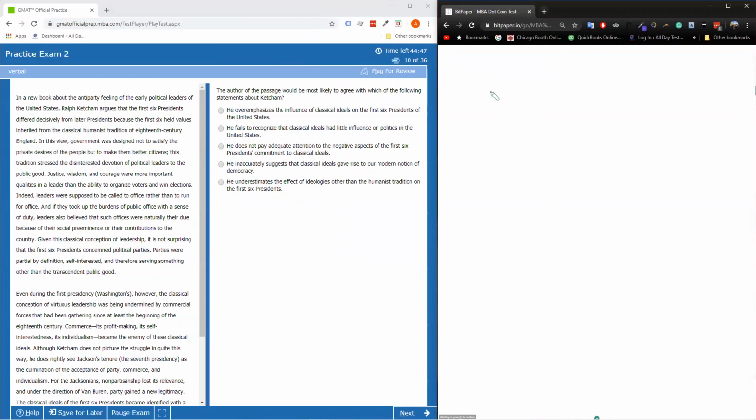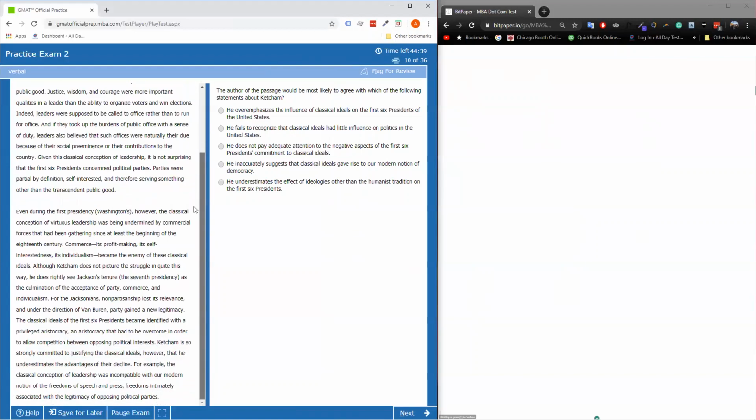The author of the passage would most agree with which statement about Ketchum? He overemphasizes the influence of classical ideals on the first 6 presidents of the United States. Now he says he just fails to look at the benefits of moving on from them. He fails to recognize that classical ideals have little influence in politics. No, he does not pay adequate attention to the negative aspects.